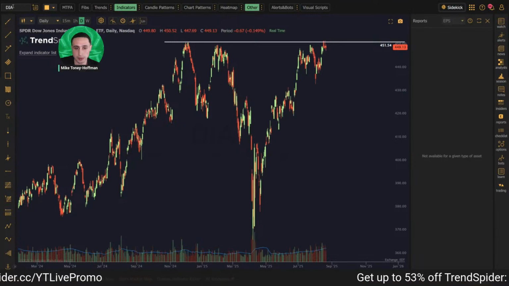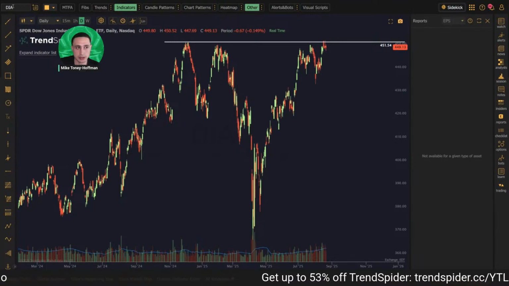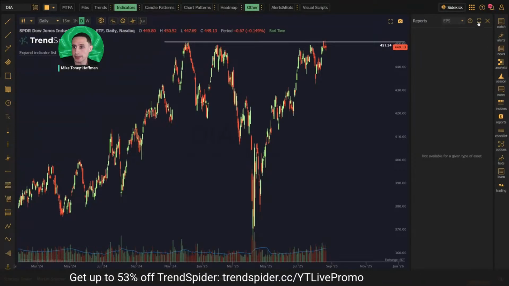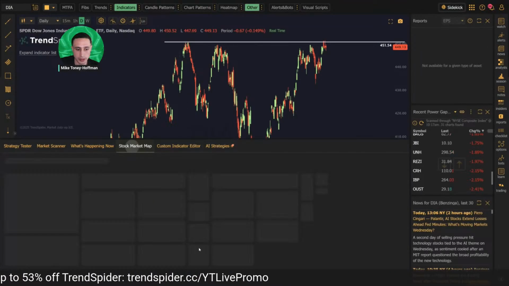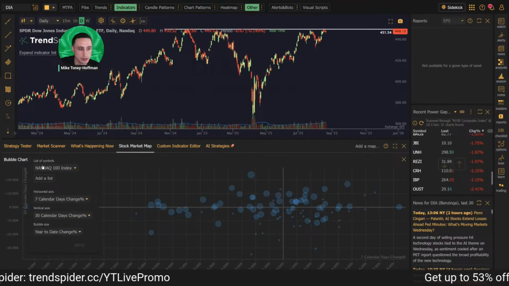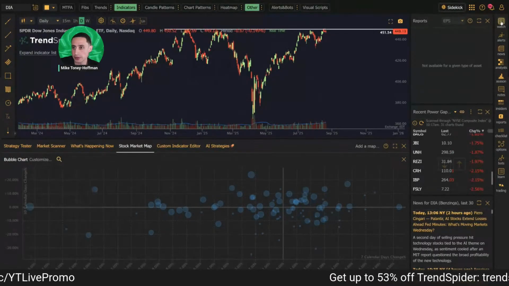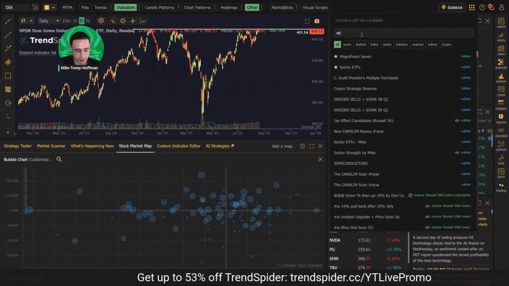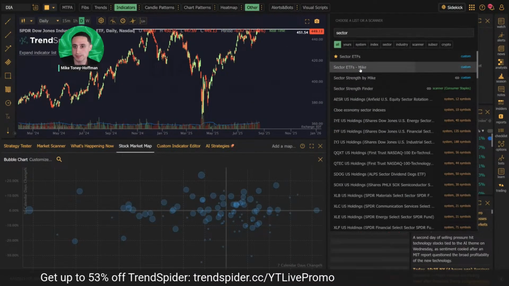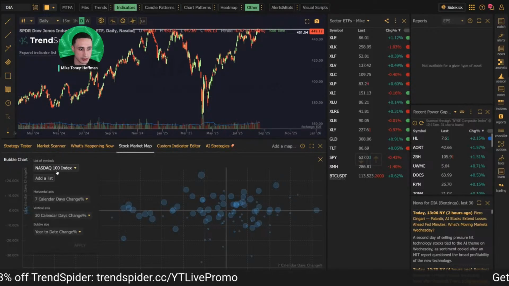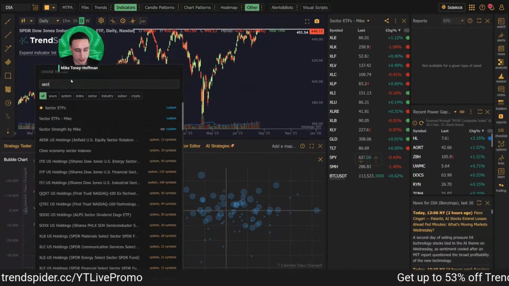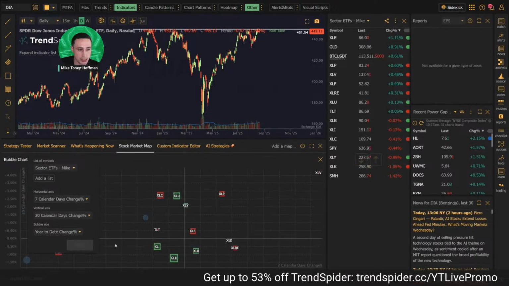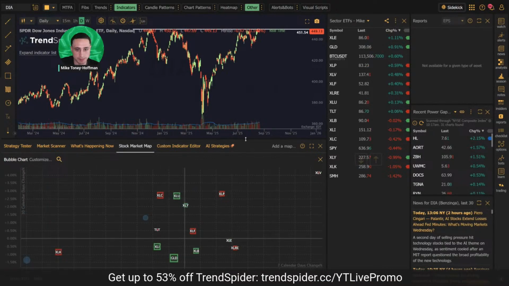So definitely people are probably rotating into gold, into defense stocks like this. I believe I also have, let me pull up a map real quick. I do have a watch list of the sector ETFs that I like to take a look at. Yeah, sector ETFs, which is the list I made. So I'm going to put this into my bubble chart. Let's see what's going on.